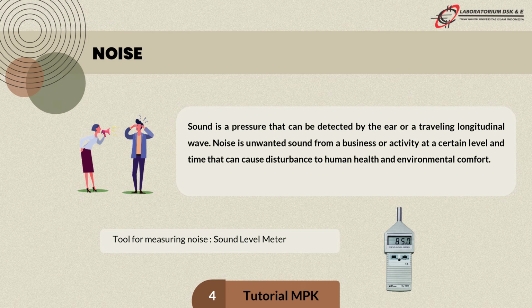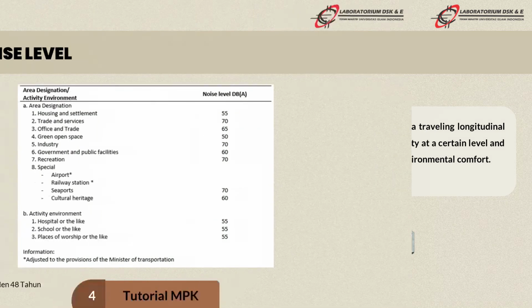For example, when working in a production system with a machine that works continuously, it will make a lot of noise and you become less focused when working, so that it can cause fatigue and dangerous work stress. So we use the sound level method to measure it.